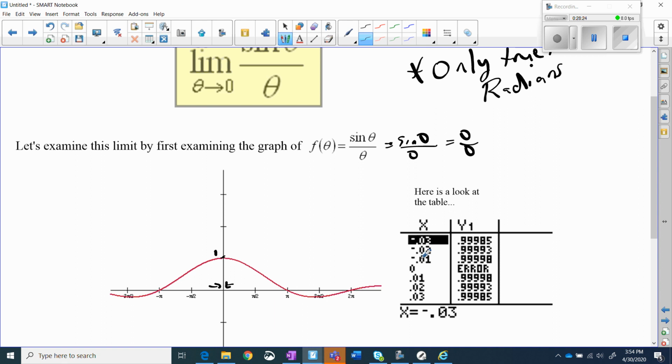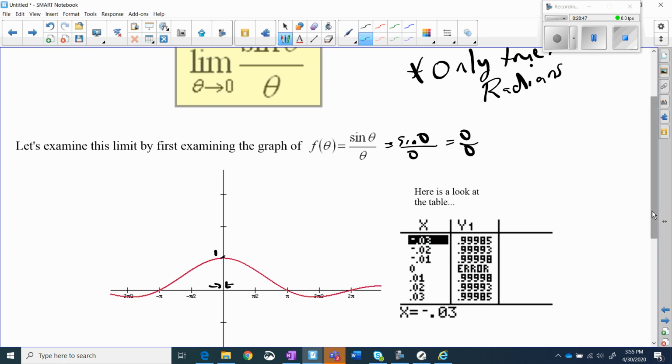Here I'm showing you typing in numbers for theta. If you put these angles in, the closer I make these angles to 0, the closer they're getting to an actual 1. At 0, notice it spits out error because you can't divide by 0. So if I actually looked at this graph, there's a hole in it right there, which I cannot see, but it's that one small spot where it would be undefined.